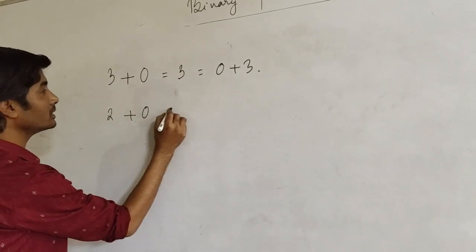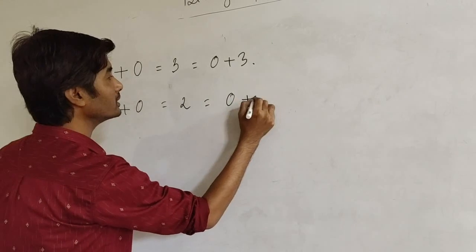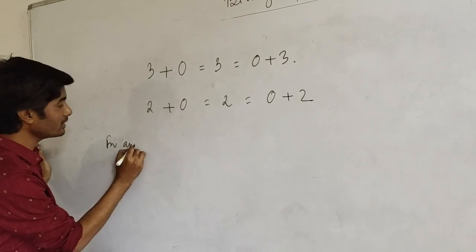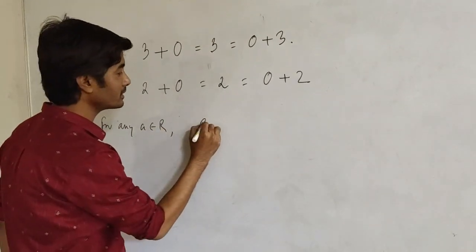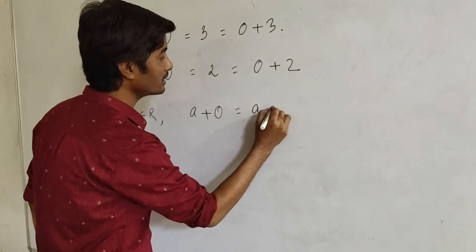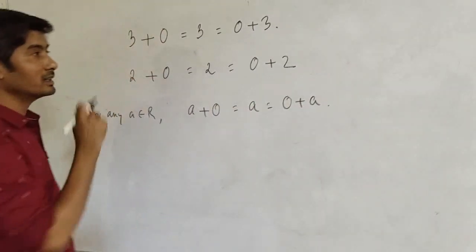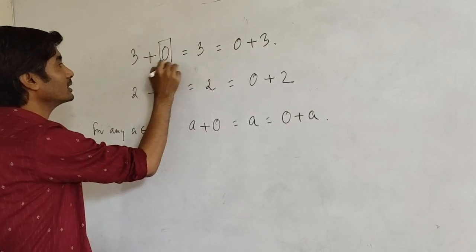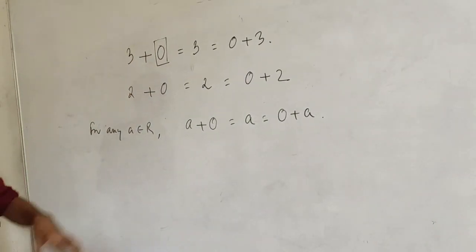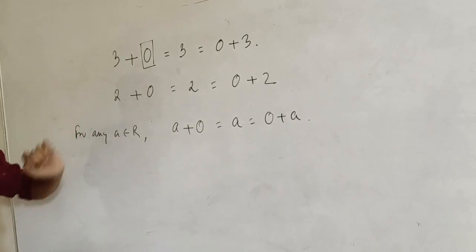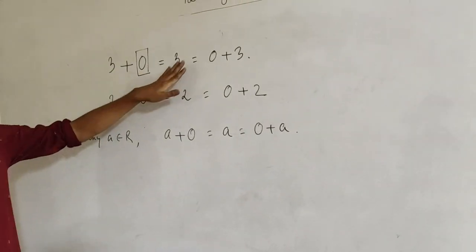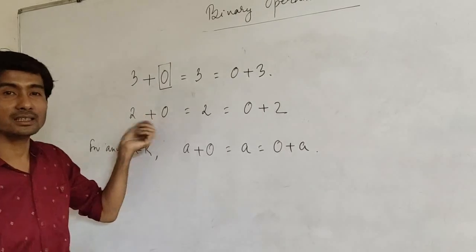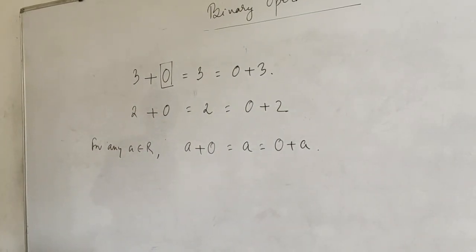2 plus 0 is equal to 2 is equal to 0 plus 2. In fact, this is true for any real number. For any A belongs to R, we can write A plus 0 equal to A is equal to 0 plus A. Now see, I think you can recall that this 0 is known as the identity with respect to plus. That is known as the additive identity, right? 3 plus 0 equal to 3 equal to 0 plus 3. 2 plus 0 equal to 2 equal to 0 plus 2. So this 0 is known as the additive identity in the set of real numbers.